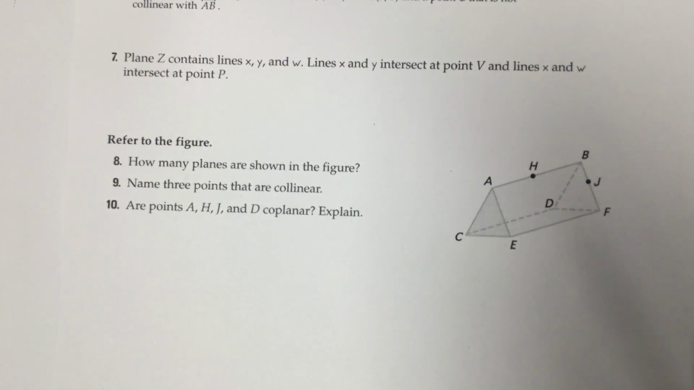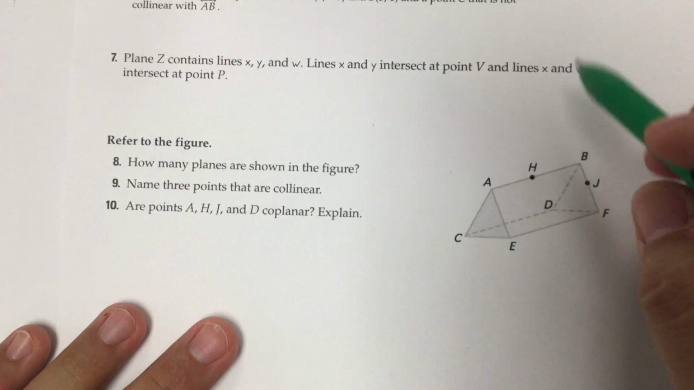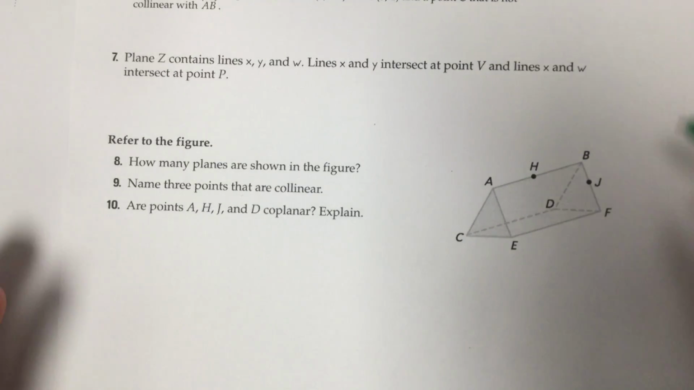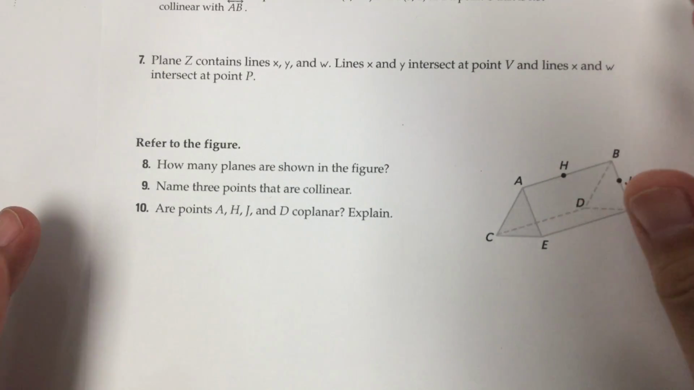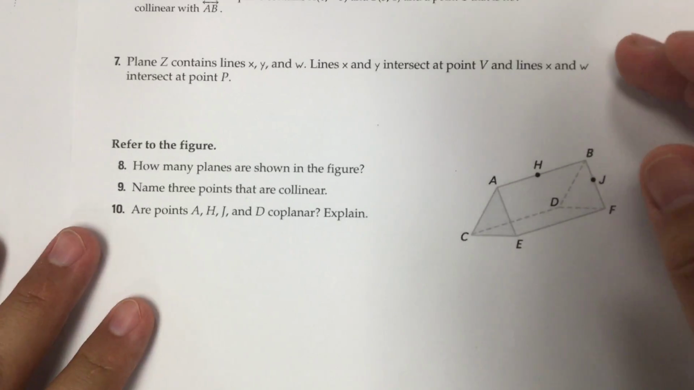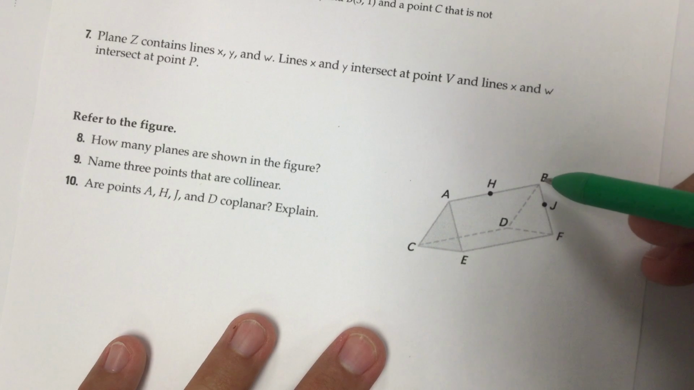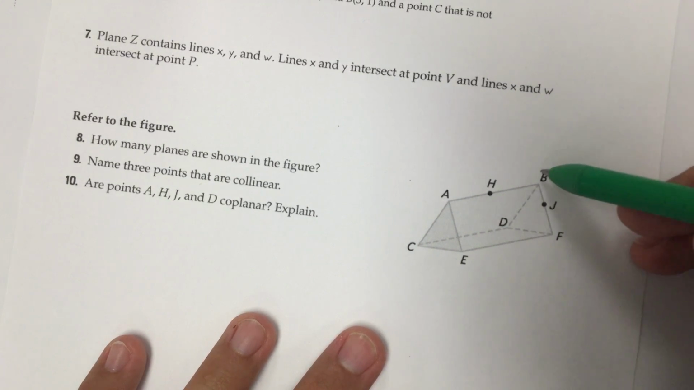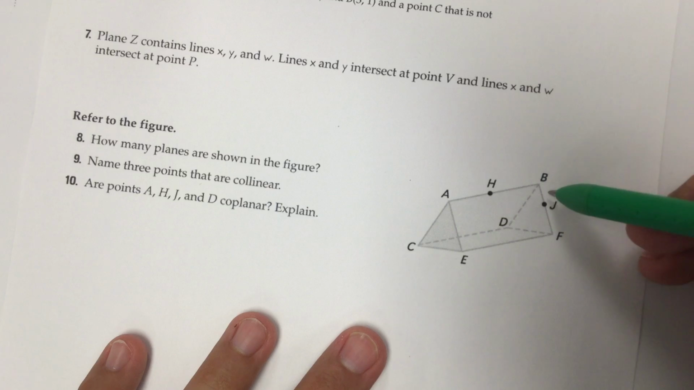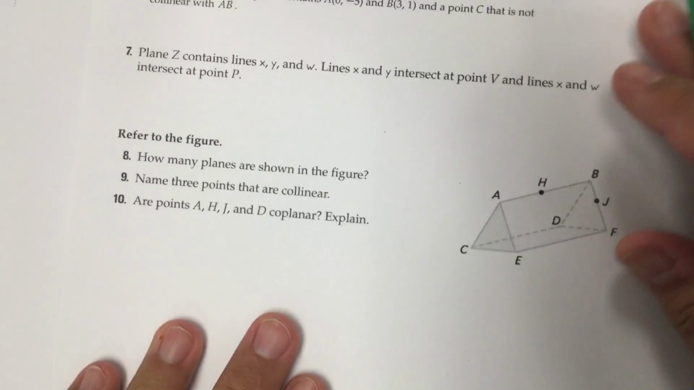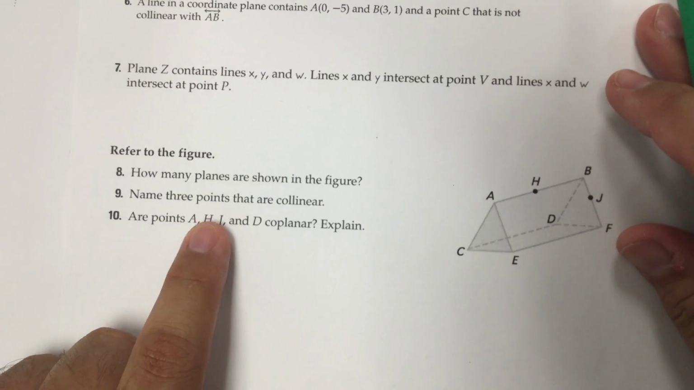And then there's more types of planes that actually would cut through pieces, right? Because it's just that dimension. Okay, then it says name 3 points that are collinear. Well, I can name 3 points that are collinear. B, J, and F. That's probably the easiest one, or F, J, B, right? Those 3 points are collinear.